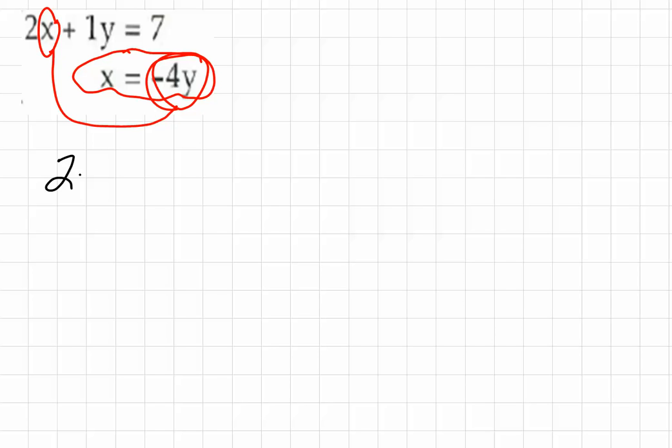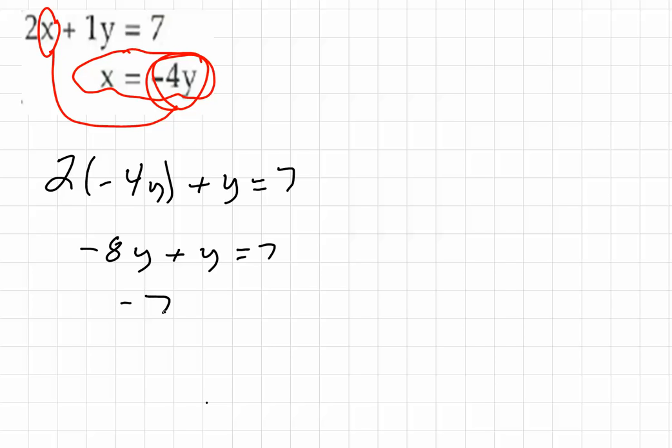So we'll get 2 times minus 4y, that comes from the second equation, plus y equals 7. So we started out with two equations with two unknowns. Now we have one equation with one unknown. Do some simplifying. So minus 8y plus y equals 7. Simplify the left side, being careful of our negatives. So we'll get y equals minus 1.